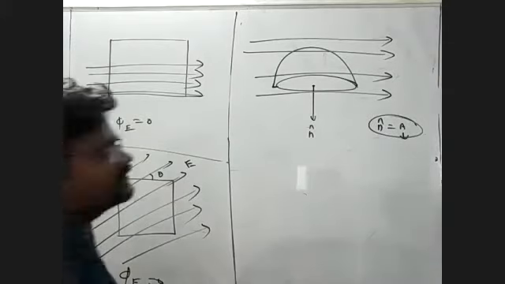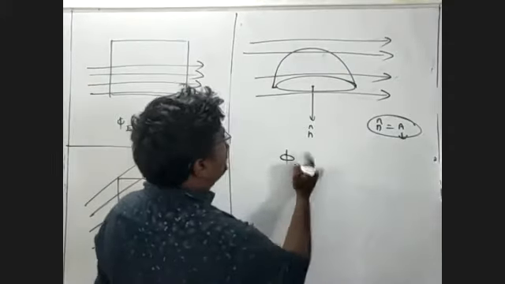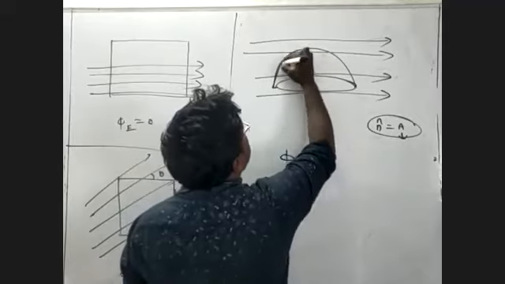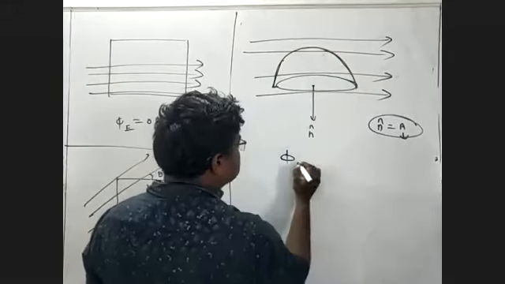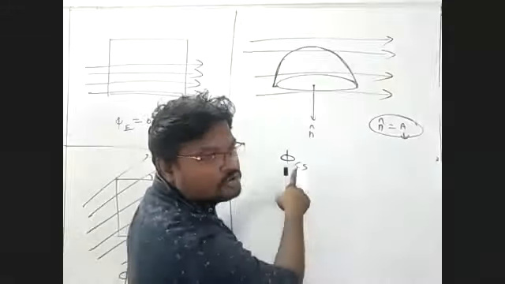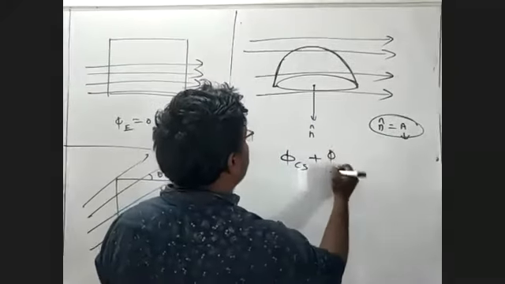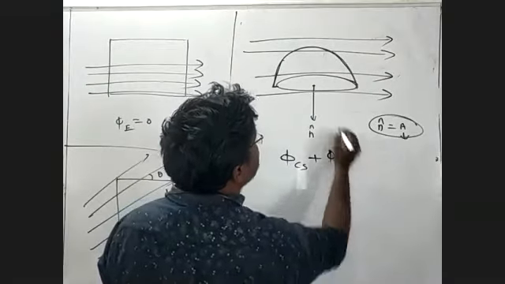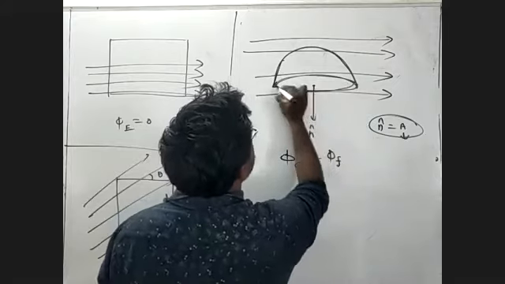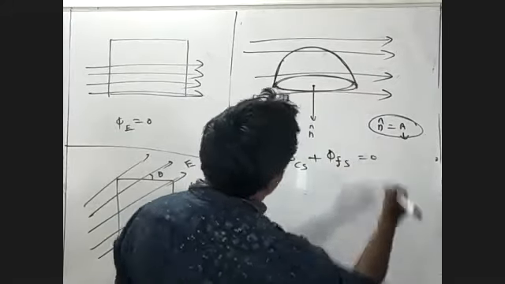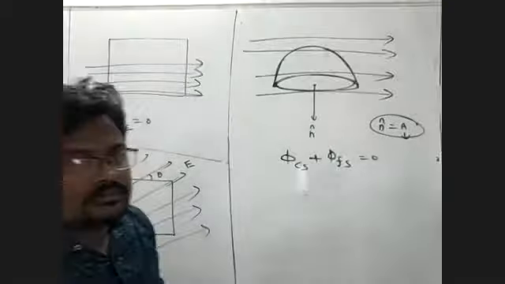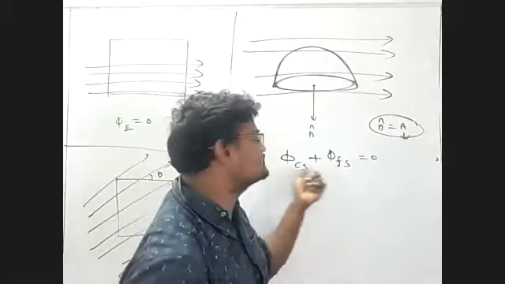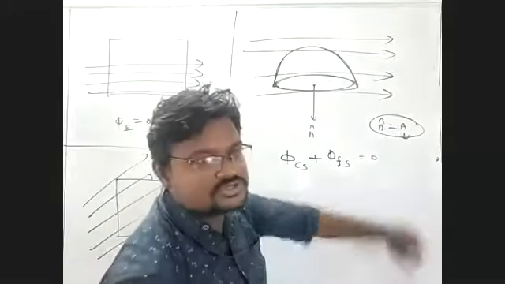Now we have to calculate the flux. This is a curved surface, CS means curved surface, plus the flux of the flat surface. Total flux is 0, so the sum of the curved surface flux and the flat surface flux is equal to 0.